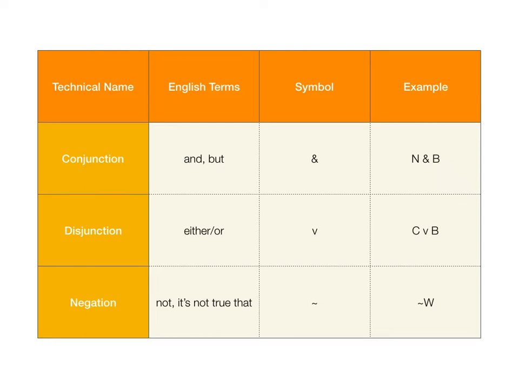Disjunction. Disjunction is just a very, very fancy way of saying either or. Use our little V symbol. C or B, right? We'll talk about what this means in a second. Negation is exactly as it says, a way of negating or saying that a claim is not true. So let's look at these in a bit more detail. We've already looked at conjunction. Let's look at disjunction and negation.